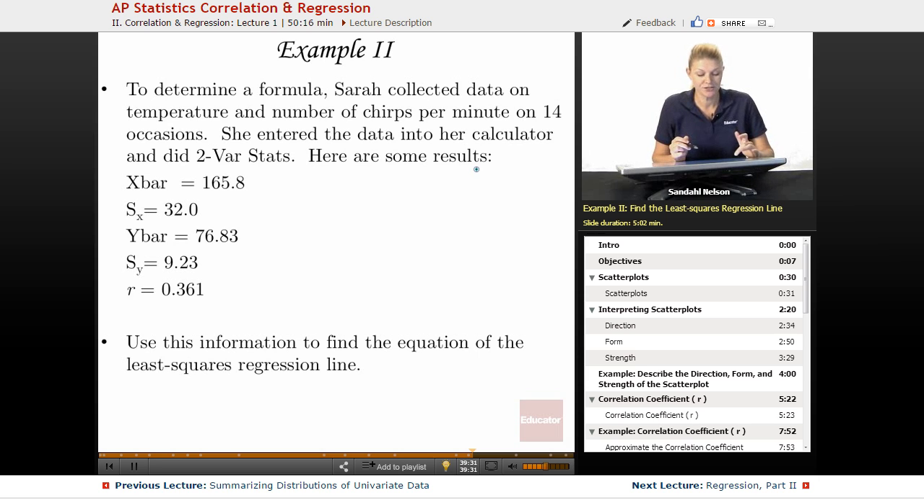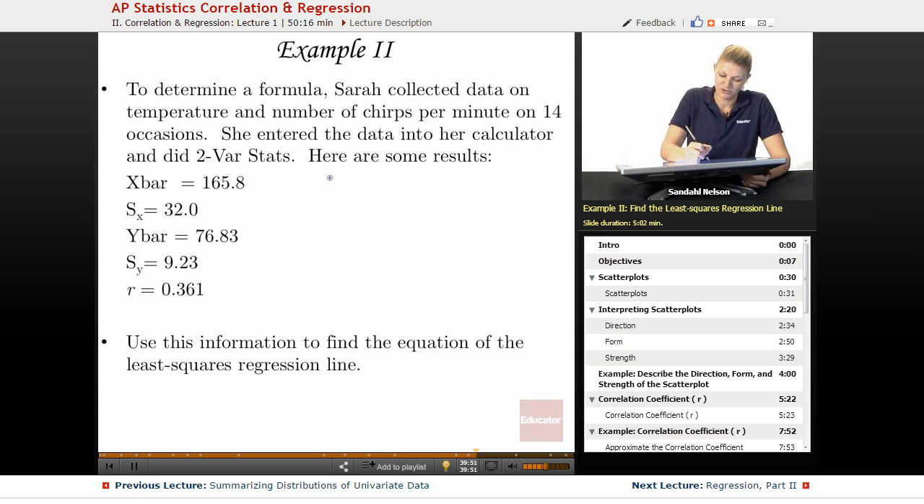Okay, so remember that I did give you equations for calculating the regression line. So you do have to be able to do it using the equations because every once in a while you will not be given raw data. You'll just be given means and standard deviations, and you'll have to use that to calculate your regression equation. So use this information to find the equation of the least squares regression line.